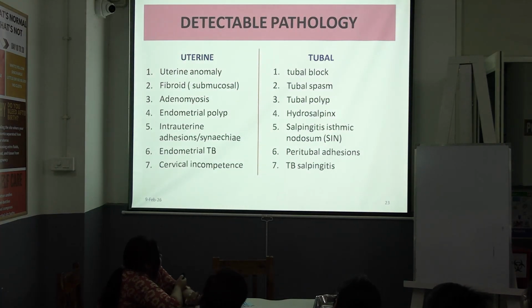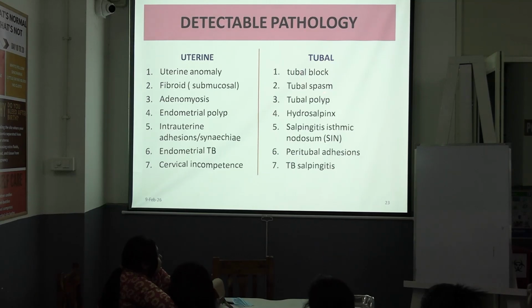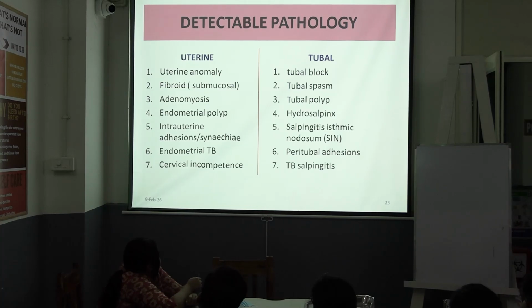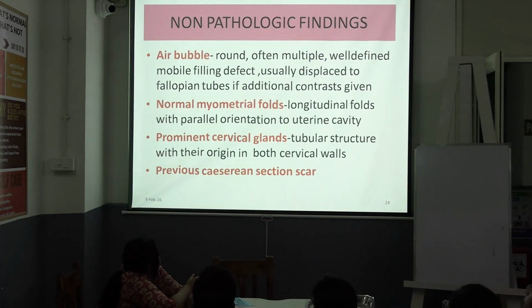So, what are the pathologies? You can see in case of tubal block, tubal spasm, tubal polyp, hydrosalpinx, peritubal adhesion, salpingitis. And in case of uterine anomalies, you can see uterine fibroids, endometrial TB. There are various signs and symptoms of endometrial TB basically. And non-pathological findings are some air bubbles, that is nominal, that might be there. If you do not air free the Leach-Wilkinson cannula, this complication you might encounter.